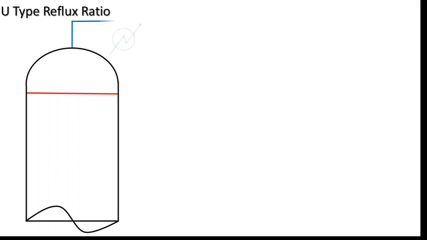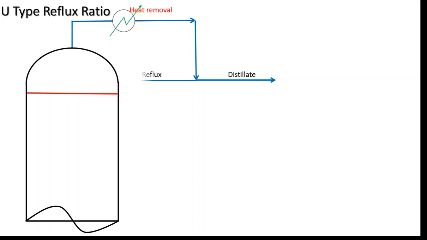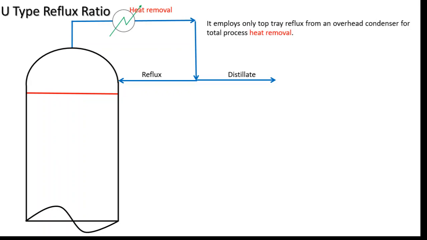From the top of the tower, the vapors go into the condenser, and after condensing, they come into the reflux drum. After the reflux drum, some products are taken out. The condenser is a heat removal system where the heat is removed from the feedstock. So there is distillate, and a portion is coming back as reflux. This is a general diagram of the U type reflux.